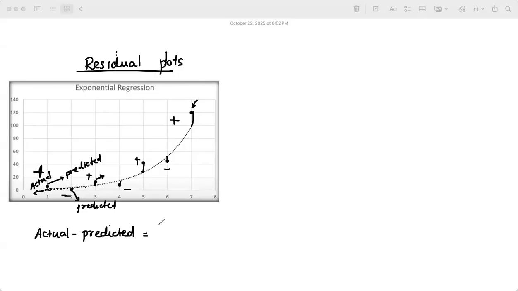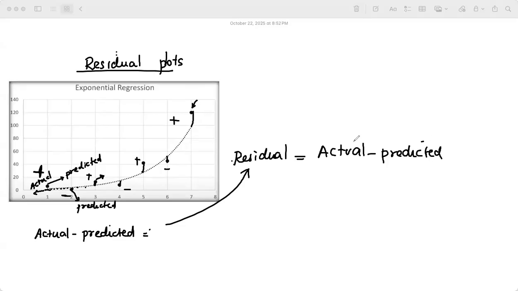When you think about an exponential function, we are trying to calculate the actual minus the predicted value here. So what is a residual? Residual is the measure of how much a curve vertically misses a data point. Now let's consider this actual minus predicted. This is called the residual. Residual is actual minus predicted. Guys, it's quite important. Do not change the order. Residual is the actual graph minus the predicted value.